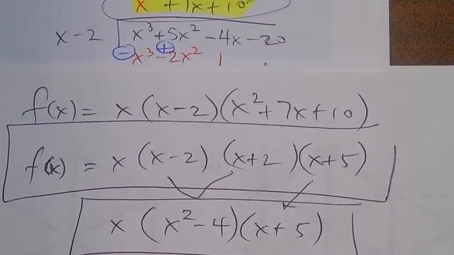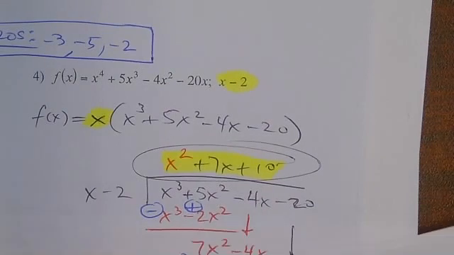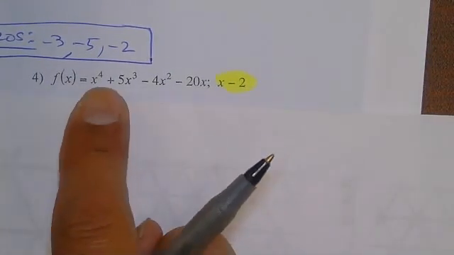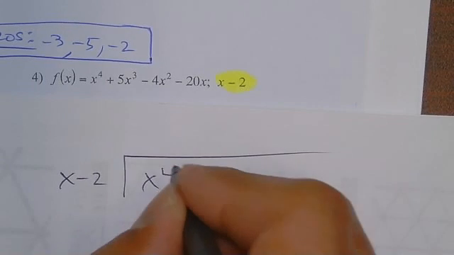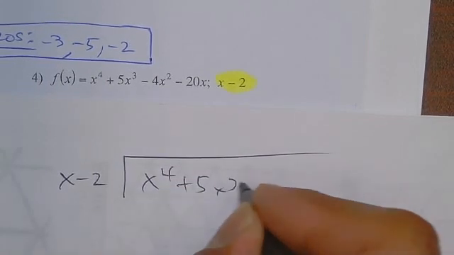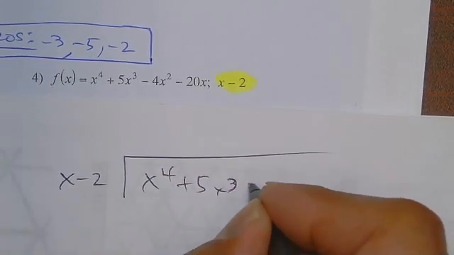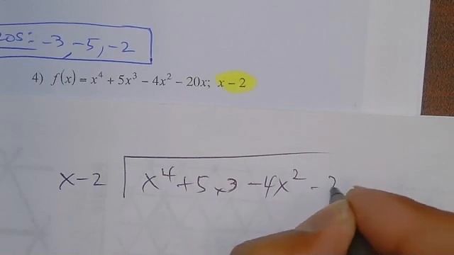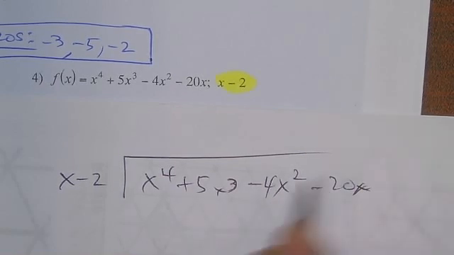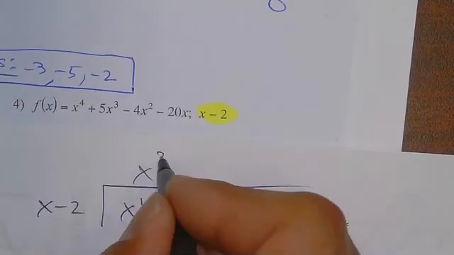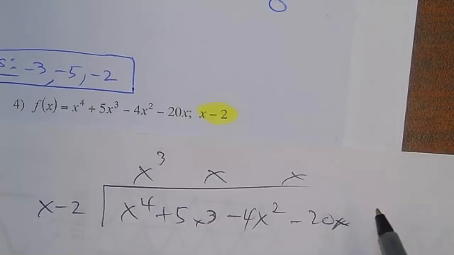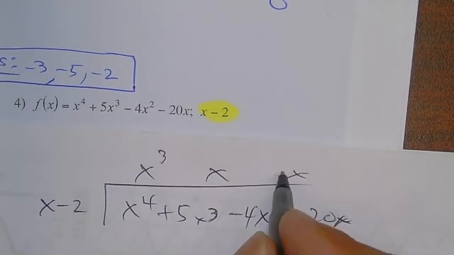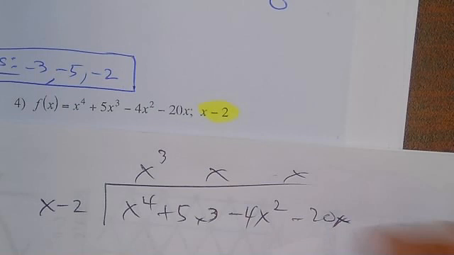We can still get that answer even if we don't factor out the x from the beginning. Great question. He said, can I get the same answer even if I don't factor out the x in the beginning? Yeah, let's say you just divided this into this. When you divide x minus 2 into x to the 4th plus 5x cubed minus 4x squared minus 20x, yeah, you can do that.